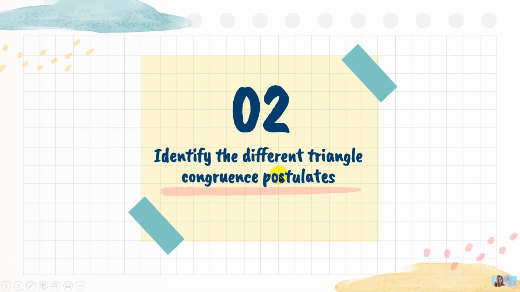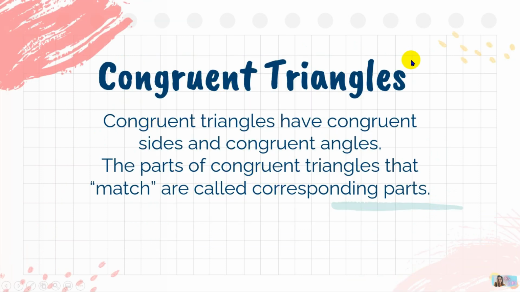So, we have here, identify the different triangle congruence postulates. So, ano nga ba pag sinabing congruent triangles? Congruent triangles have congruent sides and congruent angles. So, this means na kailangan yung measurements ng sides ng ating first triangle ay katulad niya lahat ng measurements din dun sa ating second triangle. Then, also yung angles, kailangan din po yung measurement from the first triangle ay katulad din po ng mga measurements na nasa second triangle. And ito po ay atin na napag-aralan dito sa ating corresponding parts. The parts of congruent triangles that match are called corresponding parts.